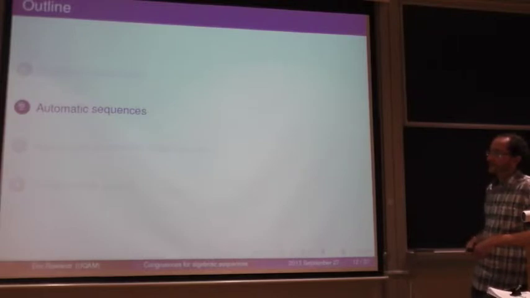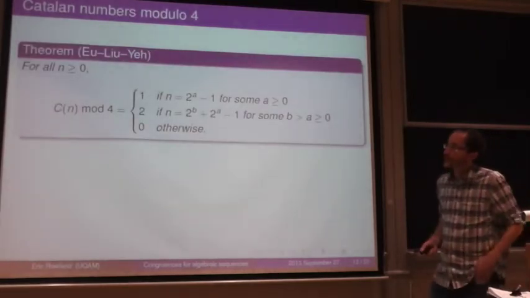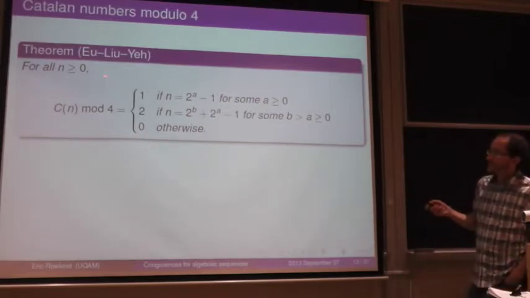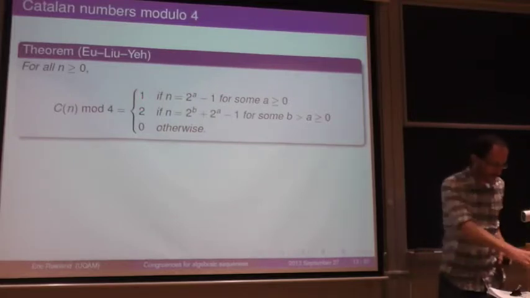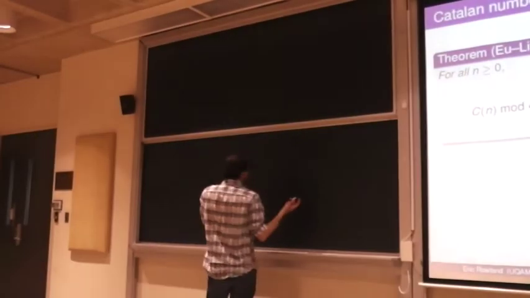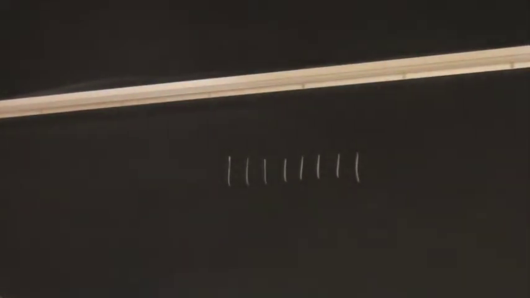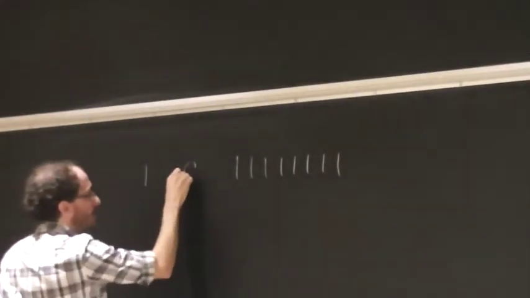All right, so what I'm going to talk about is a class of sequences called automatic sequences, which I believe is really the natural way to frame these questions. So let's look back at this theorem of Yu and Ye about the nth Catalan number mod 4. It says that the nth Catalan number is congruent to 1 mod 4 if n is 2 to the a minus 1. And 2 to the a minus 1 in binary just looks like this, because a power of 2 is 1 followed by a bunch of zeros.